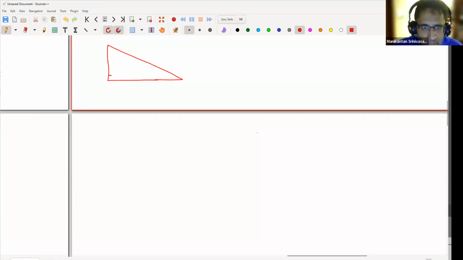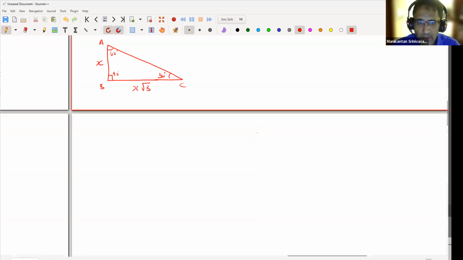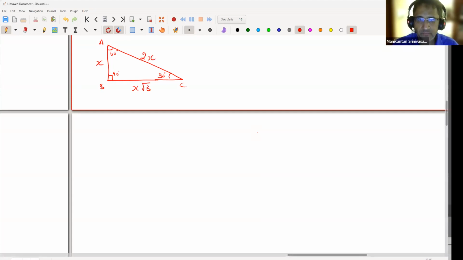So let's say this is 30, this is 60, and this is 90, right? So such a triangle, right? The ratio of the 3 side lengths would be, let's say this is x. This will be x times √3, and this will be 2x. Okay, and we can derive that very easily.